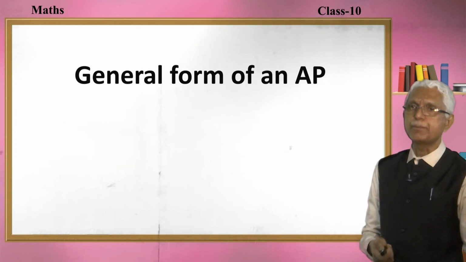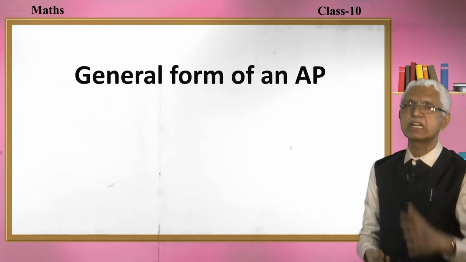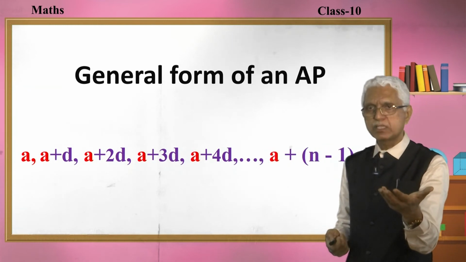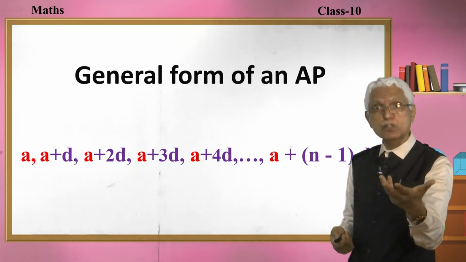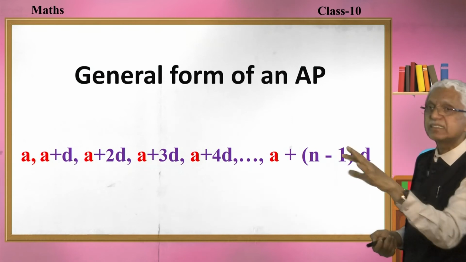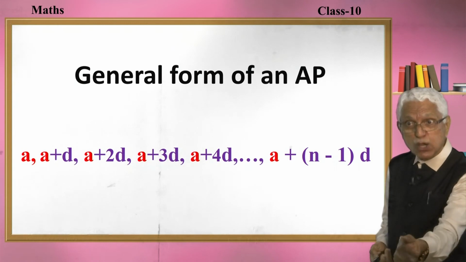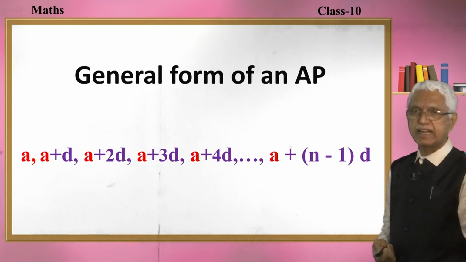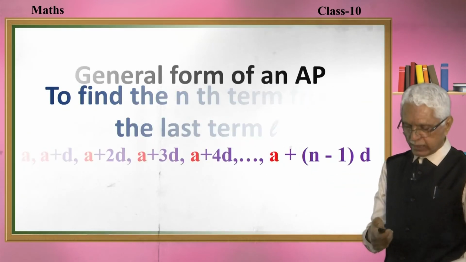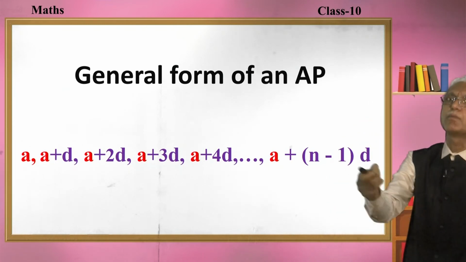General form of an AP. For any arithmetic progression, what will be the general form? You know the first term is a, second term is a plus d, a plus 2d, a plus 3d, a plus 4d, and so on. The last term, or put it as the nth term. Just now you proved that, a plus 1 minus 1 into d, a plus 2 minus 1 into d. So in that you got a plus n minus 1 into d. So, this is the general form of an arithmetic progression.